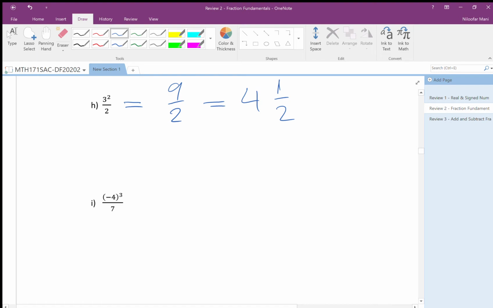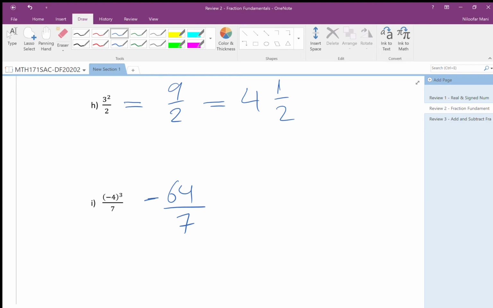How about the next one? Oh, the next one I have to calculate first. So minus 4 power 3. Okay, so I think it's 64. Yes, so it's minus 64. I see one negative, but in reality I have 3 negatives. When I have 3 negatives, it's an odd number and it's just negative. Okay, minus 64 divided by 7.